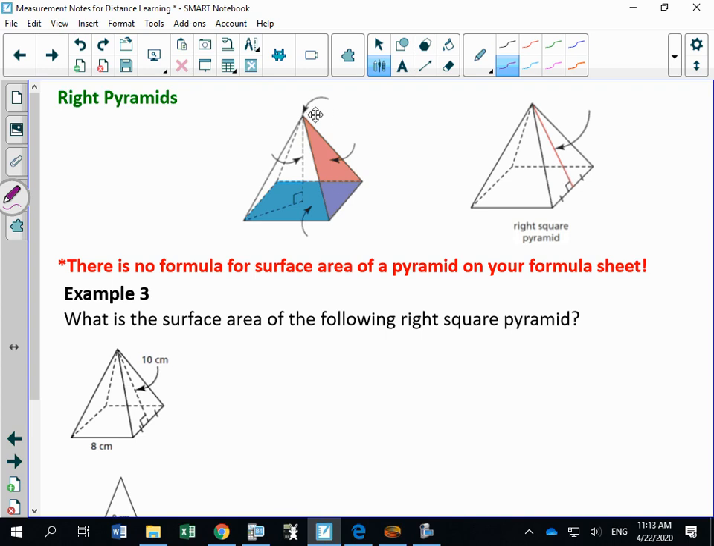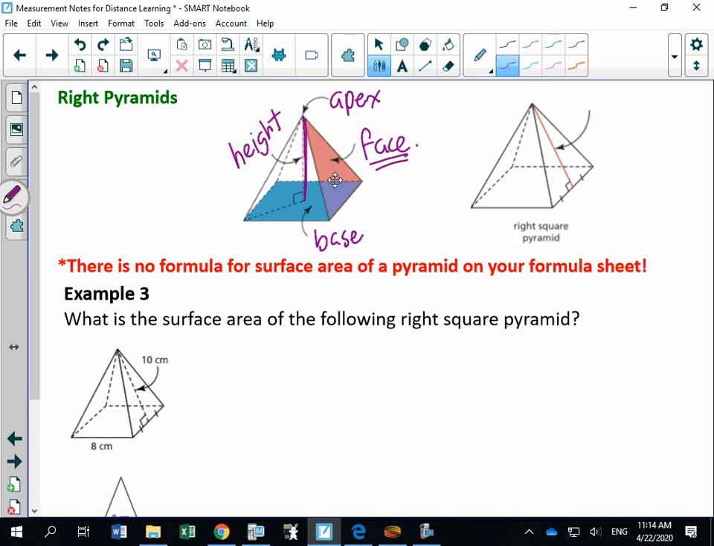Now, before we do that, I want to go through a couple of things on your right pyramid. The peak of your pyramid is called the apex. This height here is the height of our pyramid. This is the base of our pyramid. And then this triangle is the face, and there are 4 faces on this pyramid, 4 triangles.